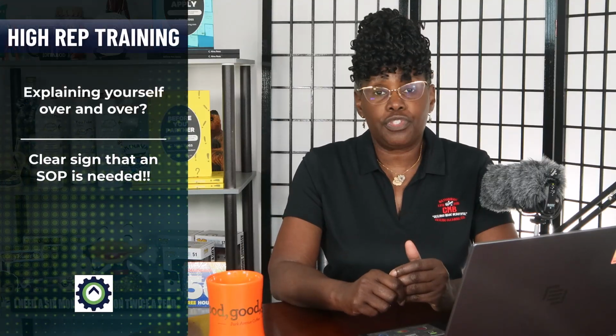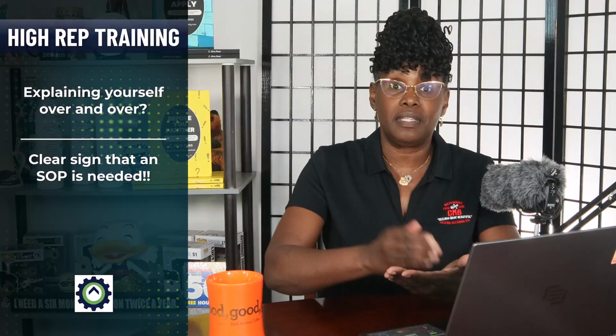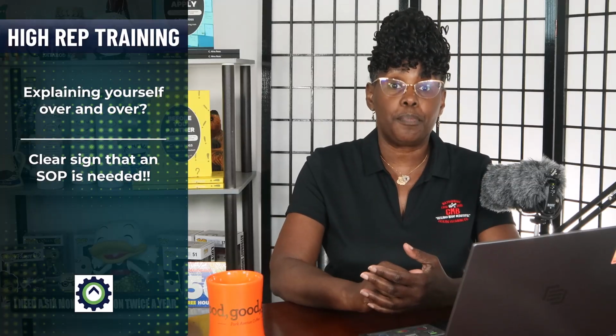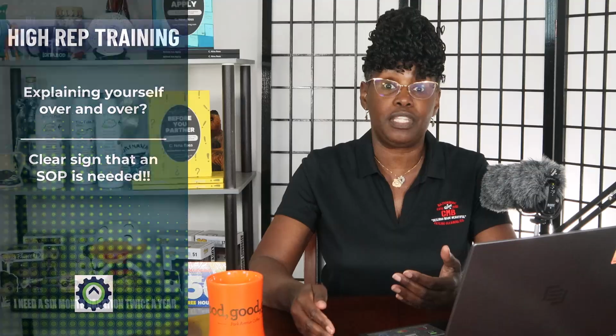High repetition and training. What do you find yourself explaining over and over to new employees? That's a clear signal the process needs to be written down as a standard operating procedure. Start with 2 SOPs. Build the habit, then expand.